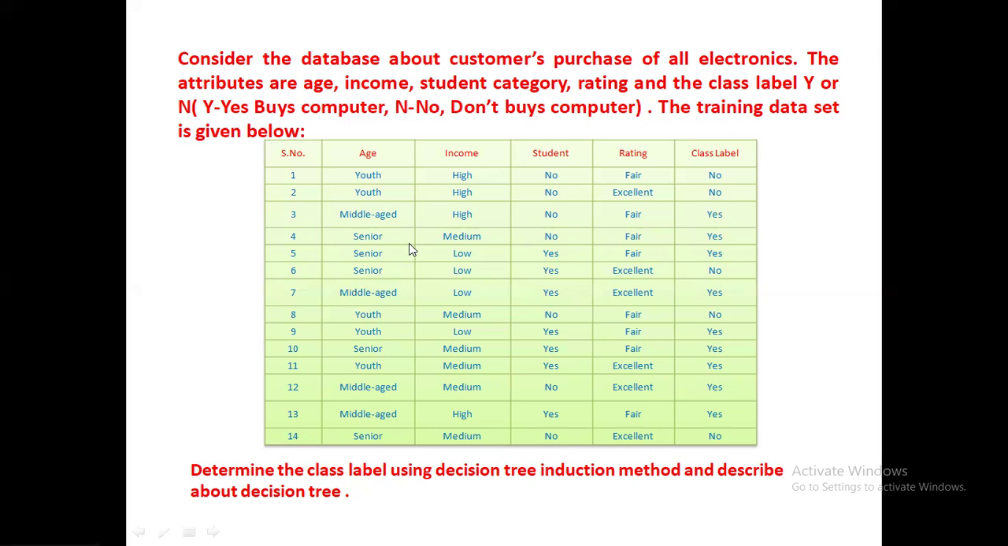So this is the problem. You can look into it well. Attributes are age, income, student category, rating, and the class label. Here we will be calling it yes or no. Yes means buys computer. No means do not buy a computer. So we'll first analyze this problem. What is the problem statement?